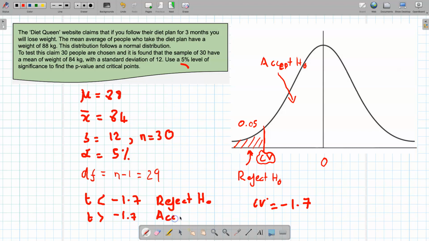Now that's part 1. We're going to see part 2 in a minute, which is going to deal with the p-value, which is often seen as a more important value for your t-test.